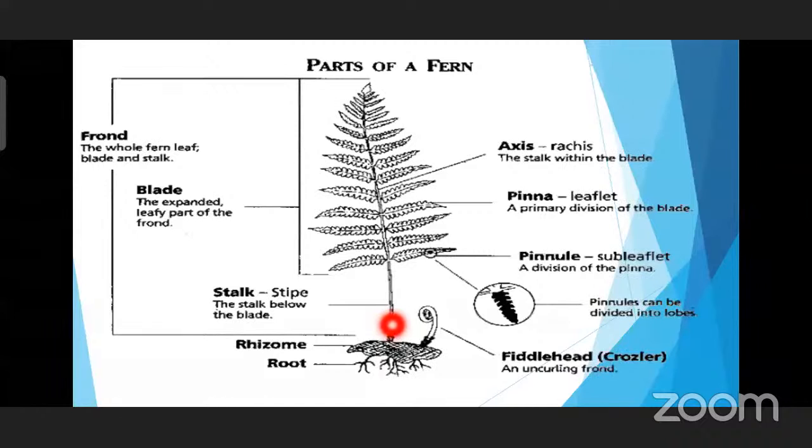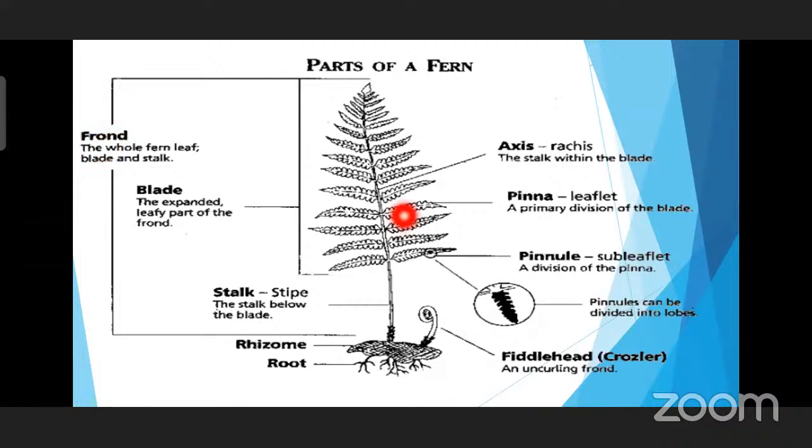This rhizome will be bearing adventitious roots. And you can see the leaf, which is also called a frond. The whole fern leaf, blade and stalk, is called a frond here. This one is the stipe or the stalk, to which the sporophylls are attached. Sporophylls are nothing but the leaflets. So here the leaf is pinnately compound, that means the leaflets can be seen here. And this is completely called a frond.